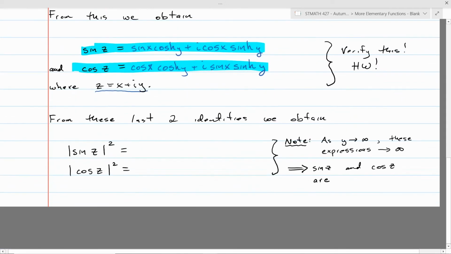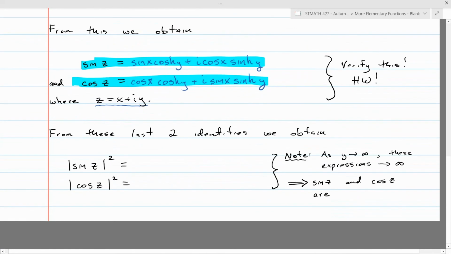Okay. One thing that's kind of nice from these last two identities, we can actually get an expression for the modulus of sine of z and the modulus of cosine of z squared. So just square it to get rid of the square roots that you get whenever you do moduli. The modulus squared of sine of z can be written as sine squared of x plus sinh squared of y. And for cosine, the modulus squared of cosine of z works out to be cosine squared of x plus sinh squared of y.